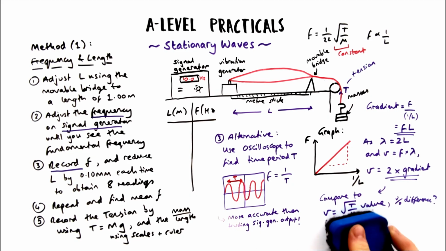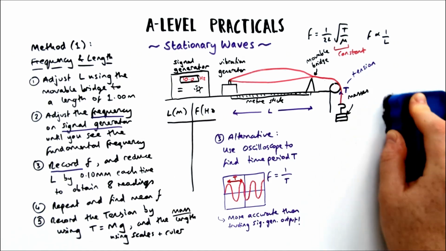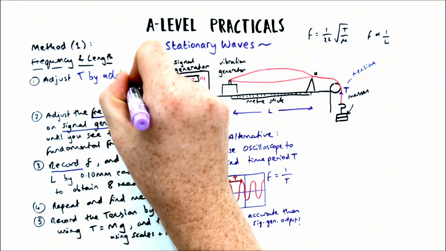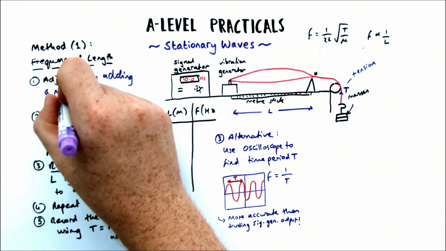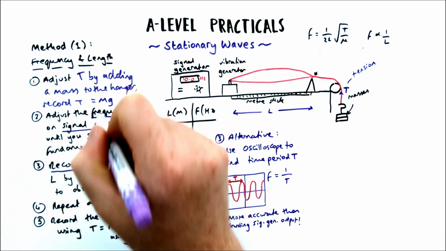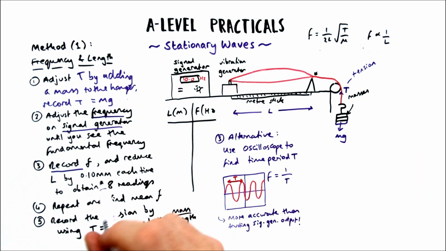Let's look at the second version of this method, where instead of looking at frequency and length, we're going to look at how fundamental frequency is affected by the tension. So what we're going to do here is adjust the tension by adding masses each time to the hanger and record tension each time for each value of mg. The second step is the same.